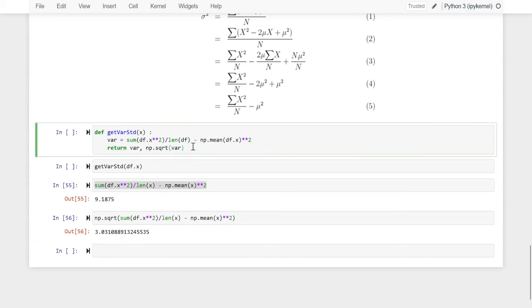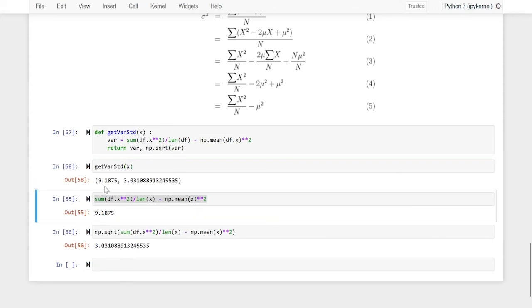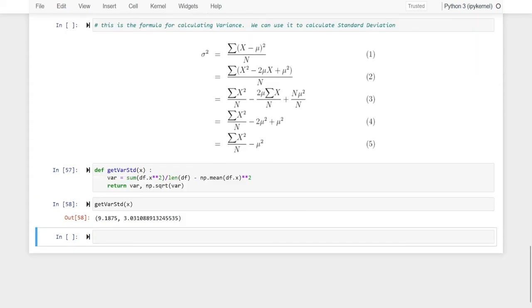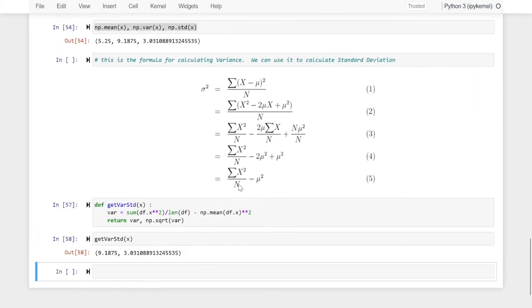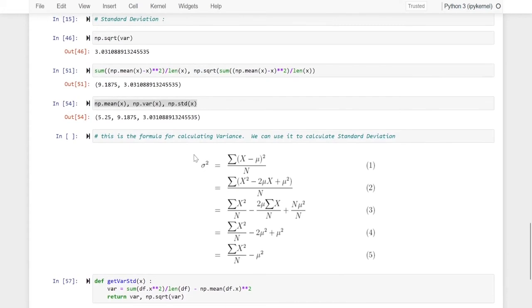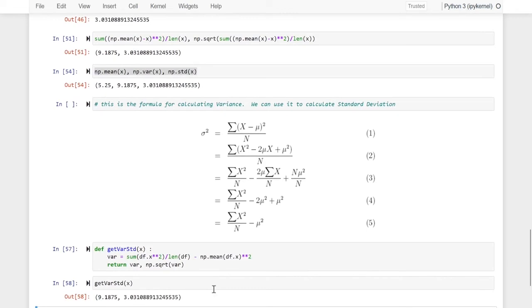So what will we do? Now we will pass x, get var std, this function we are invoking. We'll get variance and we will get standard deviation. So let me remove this. This we have already discussed. Okay. So this is how we can calculate standard deviation. We have to get variance and then only we can calculate standard deviation. Only one step. Whatever variance we are getting, we will take square root of that variance, that gives us standard deviation.